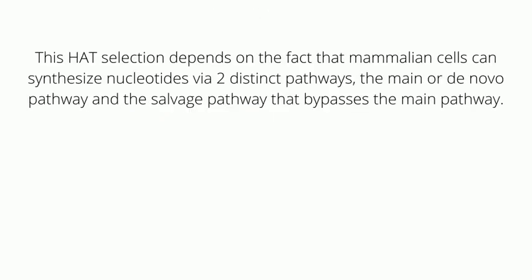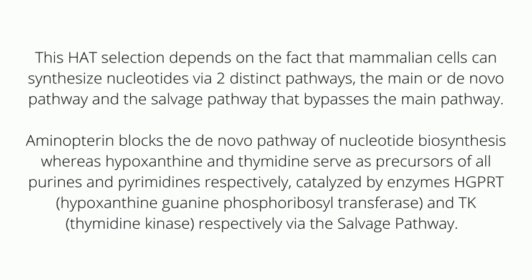This HAT selection depends on the fact that mammalian cells can synthesize nucleotides via two distinct pathways, the main or the de novo pathway and the salvage pathway that bypasses the main pathway. Aminopterin blocks the de novo pathway of the nucleotide biosynthesis, whereas hypoxanthine and thymidine serve as the precursors of all purines and pyrimidines respectively via the salvage pathway, catalyzed by the enzymes HGPRT, that is hypoxanthine guanine phosphoribosyl transferase, and thymidine kinase or TK respectively.